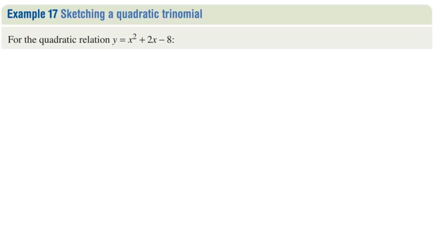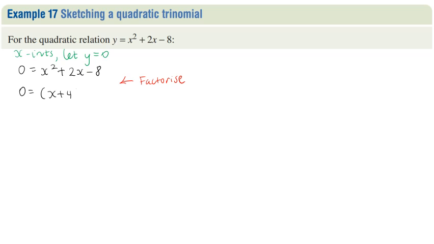This one doesn't have the graph already drawn, so we'll need to do it ourselves. So first let's find the x-intercepts. So we did this yesterday. So to find the x-intercepts, I let y equal 0. So I'll have 0 equals x squared plus 2x minus 8. Next, I need to factorize. So I'm looking for two numbers that multiply to give negative 8 and add to give 2. So they'll be x plus 4, x minus 2.